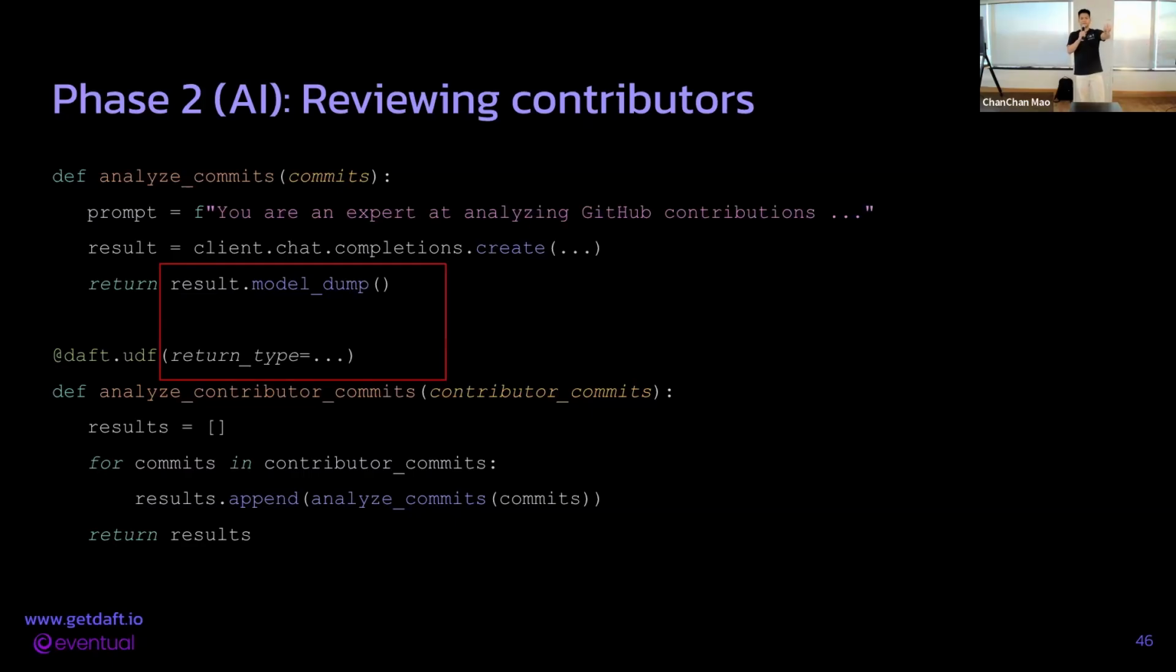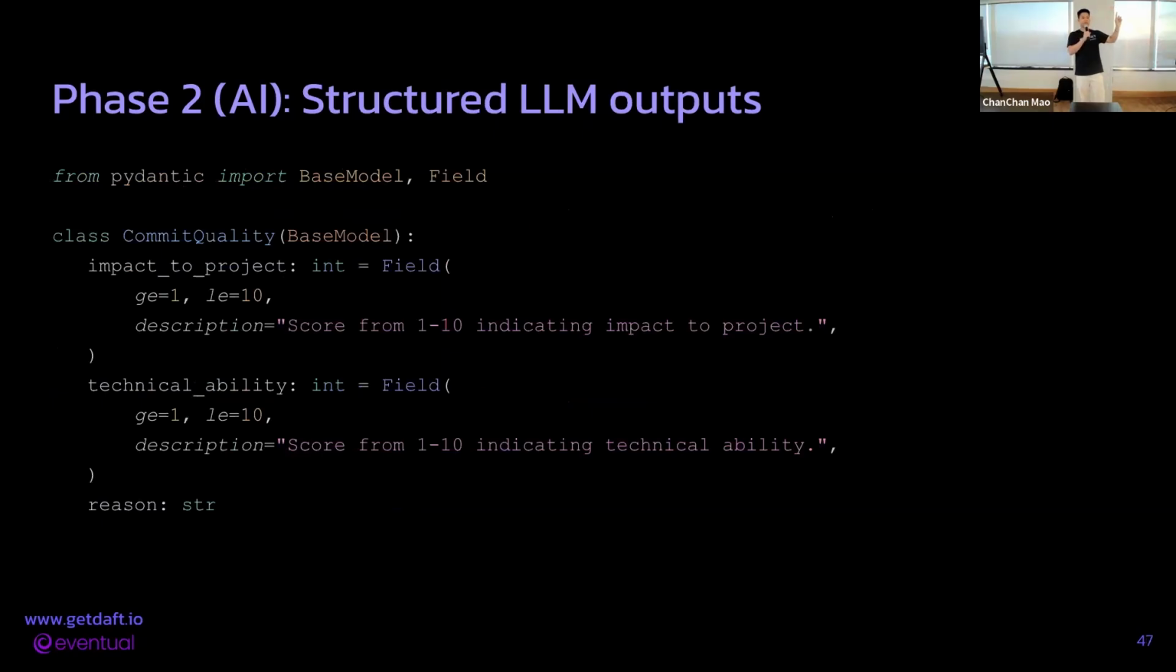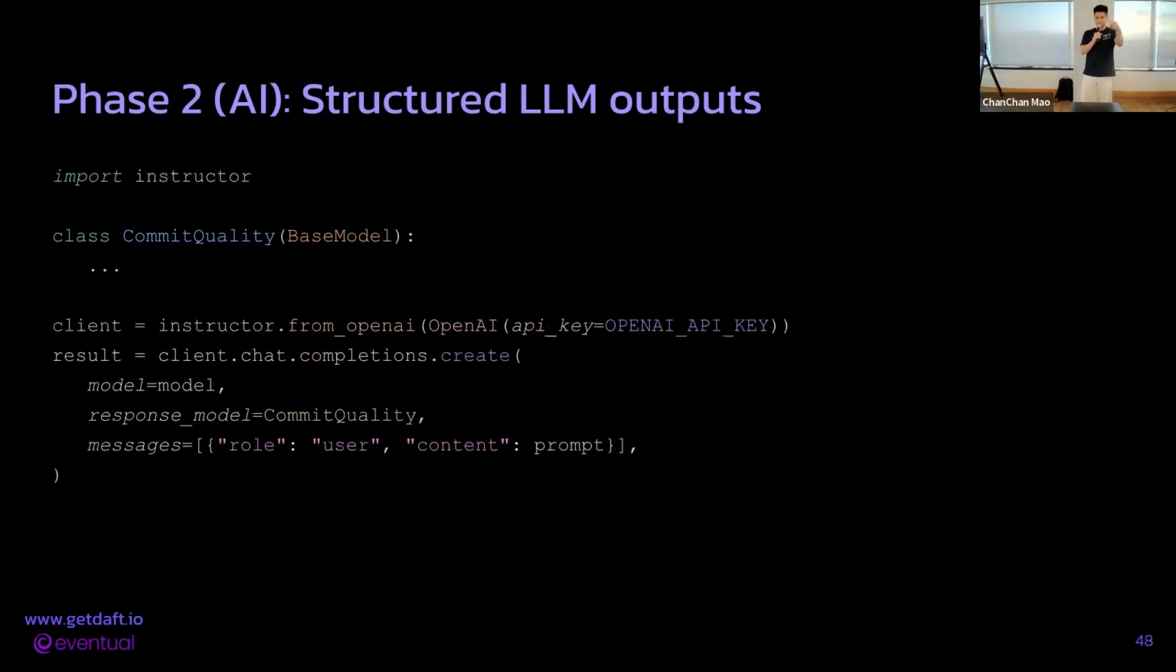And here's a pro tip. If you're familiar with the library called Pydantic, you can actually create Pydantic data models and have LLMs conform their output to these models exactly the way you want it. And so we wanted 3 fields here. We wanted to know how good a developer was for their project, how impactful they were to their project, how good they are technically, and I want this LLM to give me a reason for why they scored it. And so with this Pydantic model, we can actually get our LLM to output exactly the fields that we want.